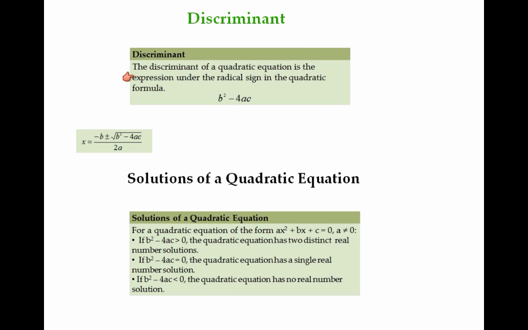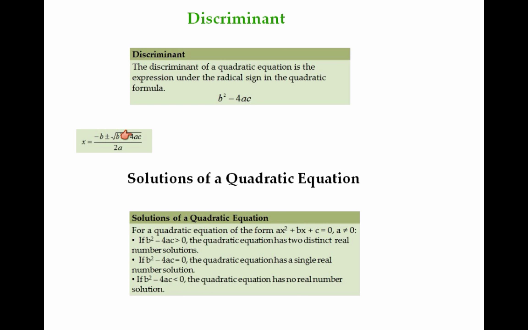We're going to talk about the discriminant. The discriminant of a quadratic equation is the expression under the radical sign in the quadratic formula. If you look at what we have under the radical, b squared minus 4ac, this tells me how many solutions, or what type of solutions, I get.